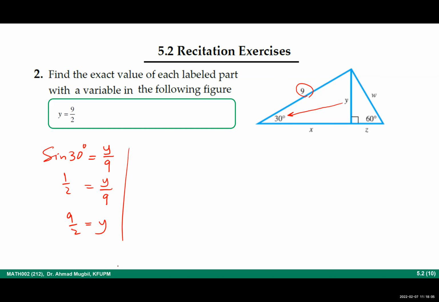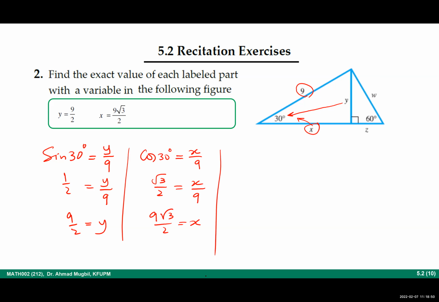Okay, now find x. What is it? Square root of 3 over 2? No. 9 square root of 3 over 2. Yeah. Be careful. What is x for this angle? X is the adjacent here. So now we will use x over 9, which will be cosine 30. What is cosine 30? Square root of 3 over 2. So this is x over 9. Multiply both sides by 9, you will get x. Okay, we obtained x and y.